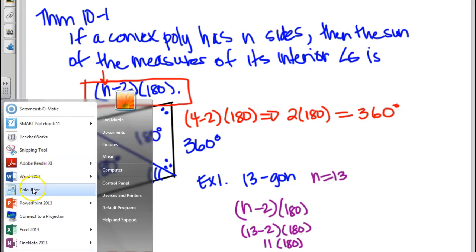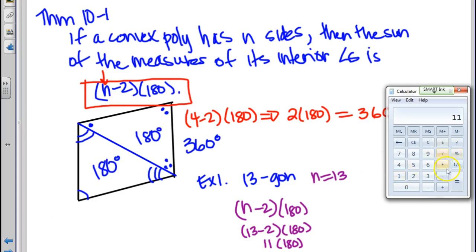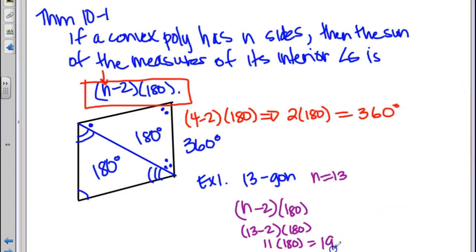Let's get the little calculator out here. Not that you guys would do that. I'm totally not saying that. So 1980. By the way, a shortcut, mental math, is 10 times 180 plus 1 times 180. 10 times 180 is 1800 plus 180 is 1980. So just some mental math, free today only. Just kidding, it's always free. So you can tell me the sum of the interior angles. It doesn't matter how many sides I give you. It has to be a convex polygon. You can do that. That's awesome.